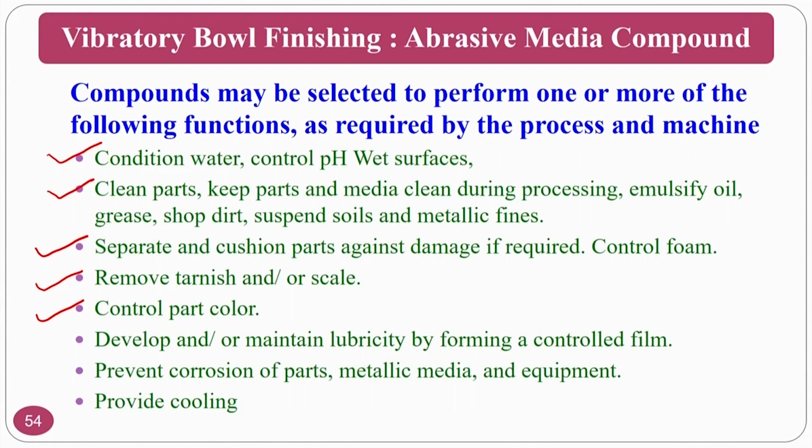Maintain lubricity, prevent corrosion of parts, metallic media and equipment, and provide cooling. Normally the most important thing is that there will be temperature generation, depending on the amplitude you are giving and the velocity at which you are rotating. There is a lot of possibility of temperature generation, and for that you can cool it. That's why water plus lubricant plus other rheological additives will be added, so that you can overcome some of the problems in the vibratory bowl finishing process.